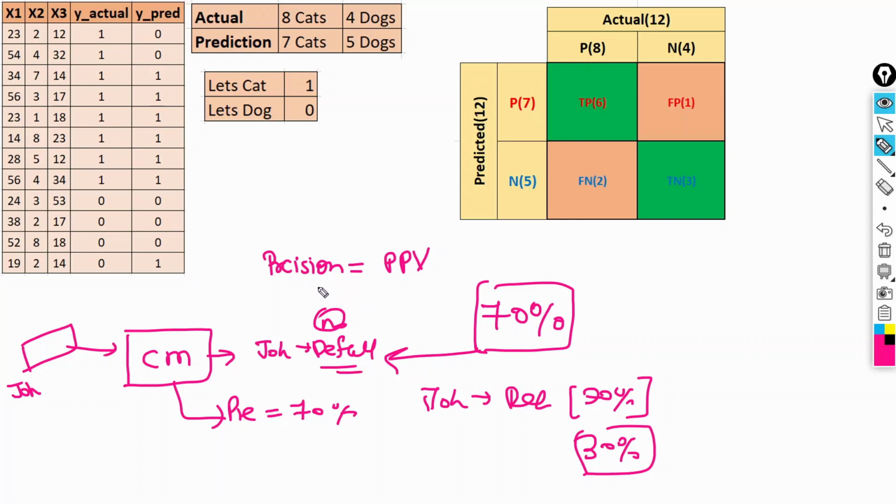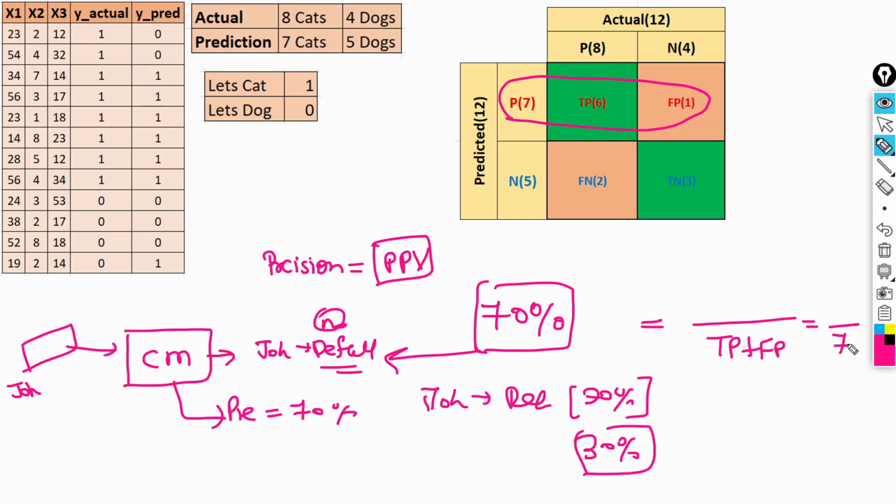That is called precision. How can we calculate it? If you see here, positive predicted value. What is the positive predicted value? It means the total positive values my model is predicting, this TP plus FP, that is 7. So out of 7, how many correct classes does my model have in actuality?